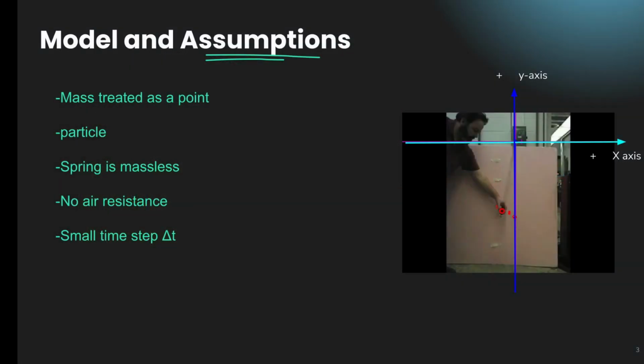I modeled the system as a point mass attached to a massless spring, ignoring air resistance. The motion was calculated numerically using small time steps. These assumptions simplify the system while still capturing the key physics.